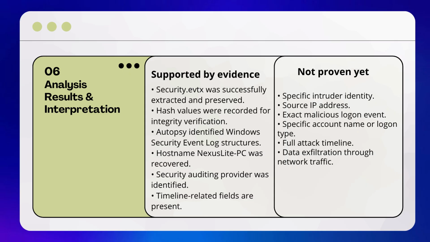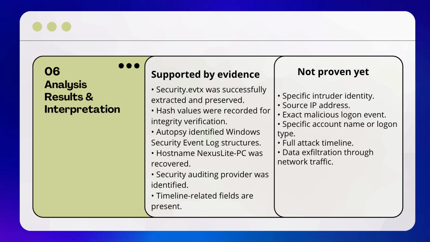First, security.evtx was successfully extracted and preserved. Second, hash values were recorded for integrity verification. Third, Autopsy identified Windows security event log structures. Fourth, hostname Nexuslite was recovered. Fifth, the Windows Security Auditing provider was identified. Finally, the timeline-related fields were present inside the artifact.